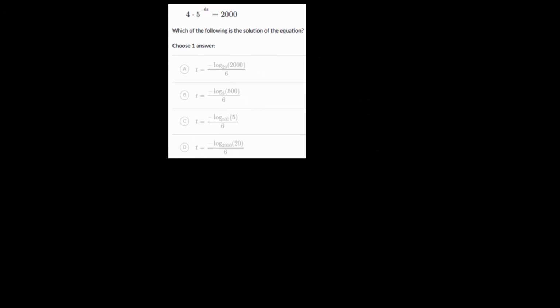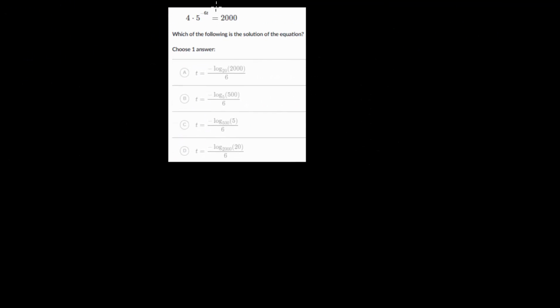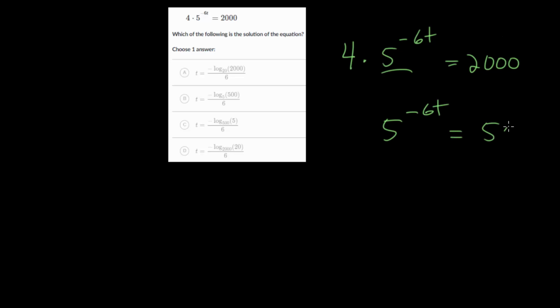So we have 4 times 5 to the negative 6t equals 2000. So we'll rewrite that. 4 multiplied by 5 to the minus 6t is 2000. And we want to solve it for our exponential term. So let's divide each side by 4. So 5 to the minus 6t. 2000 divided by 4 is just 500.